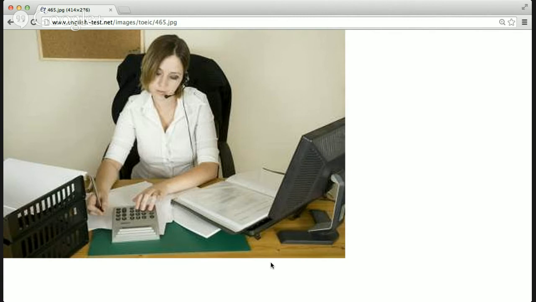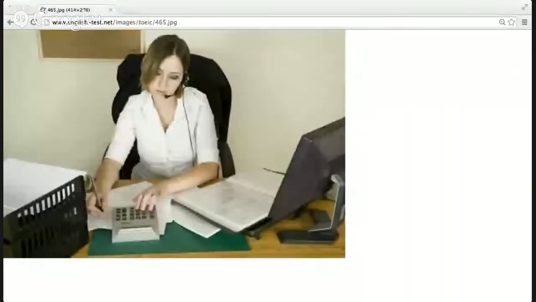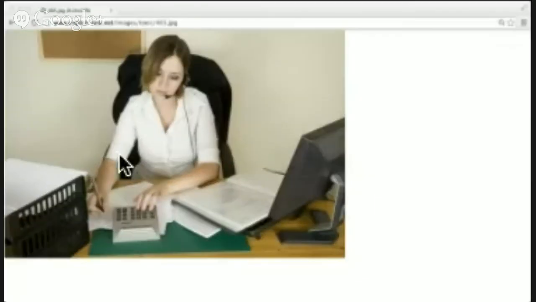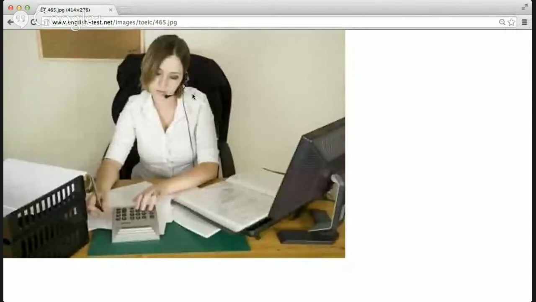She's writing something on a paper. She's eating, and maybe she's making a phone call. Okay, good. And why do you think she's making a phone call? Because she has auriculars. Okay. Now, what she has on her head is called a headset. A headset for making phone calls, right? This thing right here, that's called a headset.